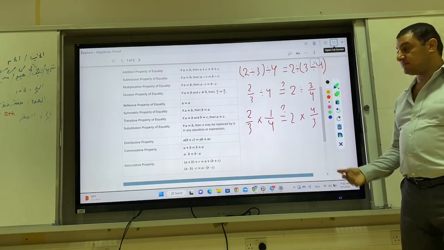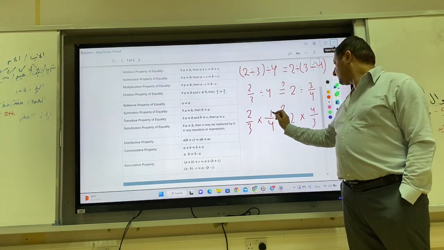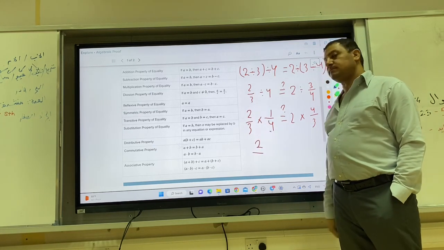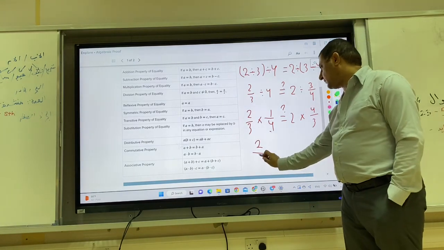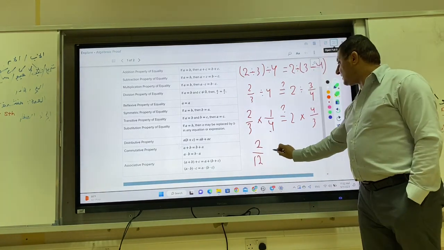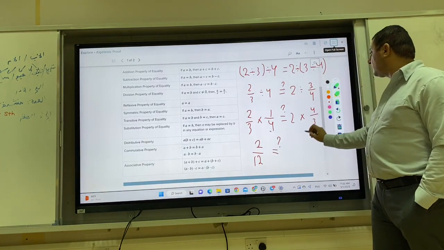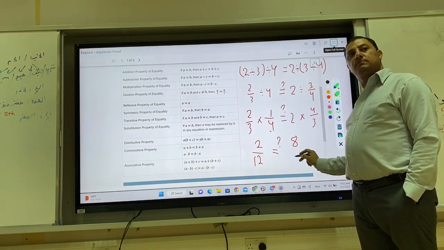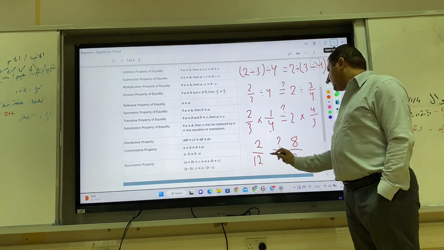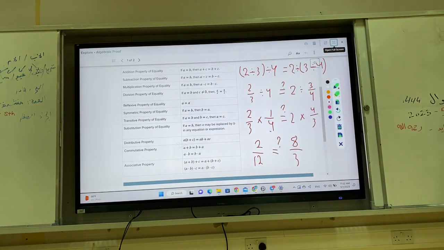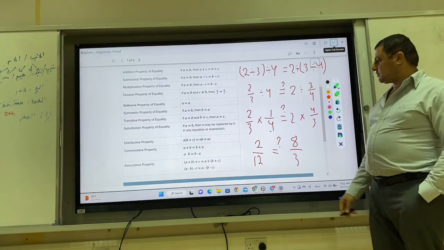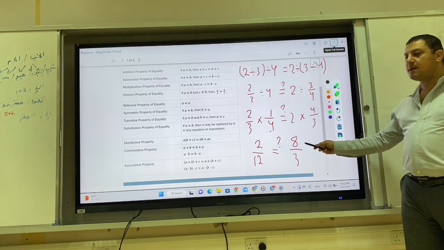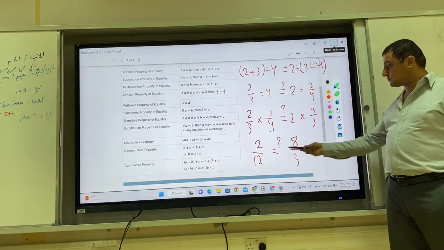I'm not sure. Let's simplify. 2 times 1 is 2, and 3 times 4 is 12. Is it equal? 2 times 4 is 8, and 2 is over 1, 1 times 3 is 3. Do you think these fractions are equal? No. Actually, this is a proper fraction, it's less than 1. And this is an improper fraction, it's more than 1, so they are not equal.